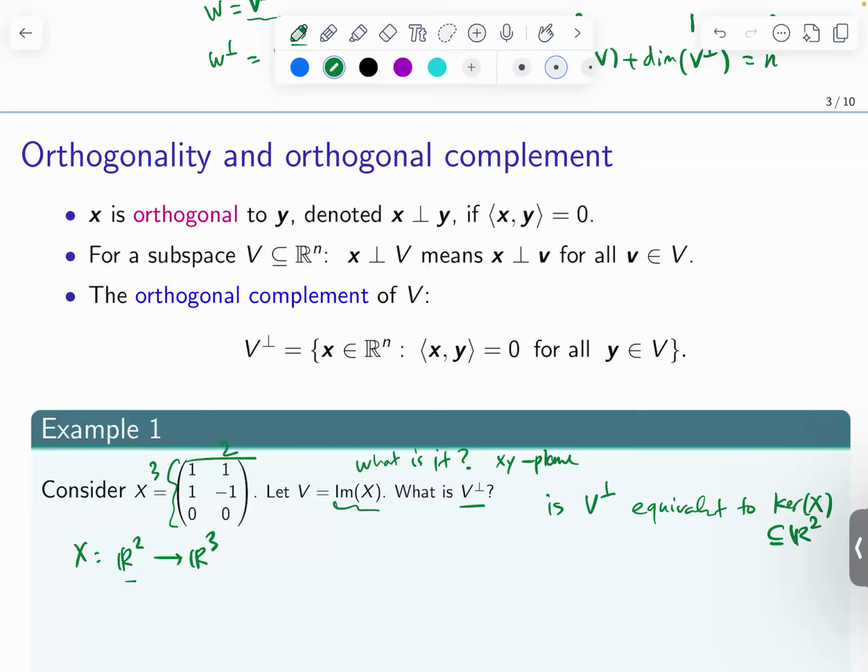V is the image, and V perp would be in the same space. So both V and V perp live in R3. So this can't be true, because they live in different spaces.